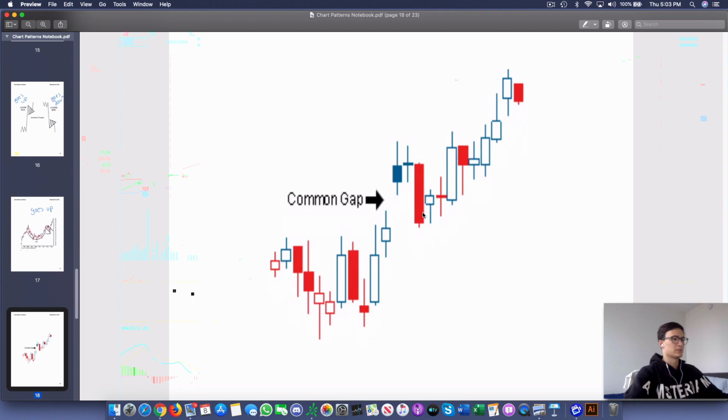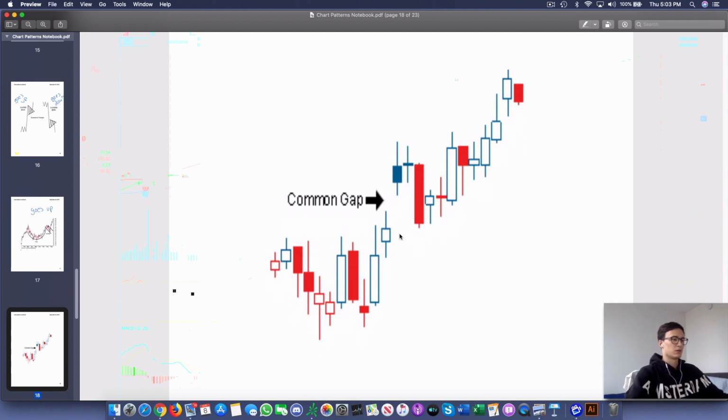So this is basically a common gap. Gaps usually get filled. Just remember that, because once there's a gap, expect it to get filled at a later date. Some gaps don't. There's no set time frame where a gap should get filled. It happens randomly in the future.